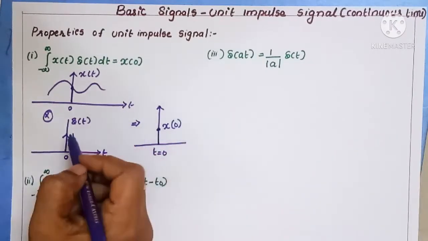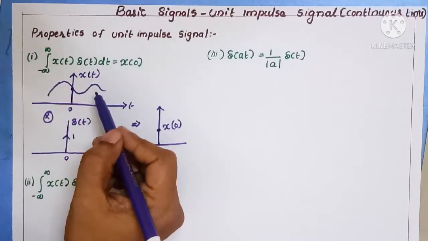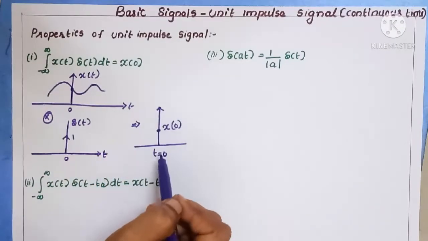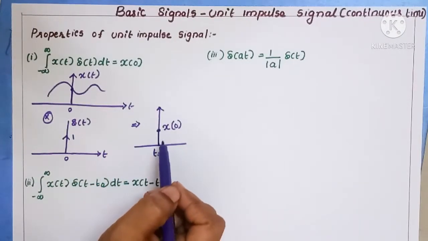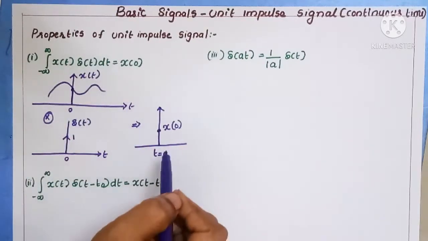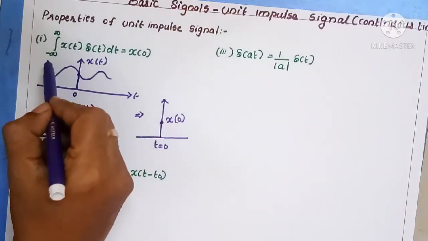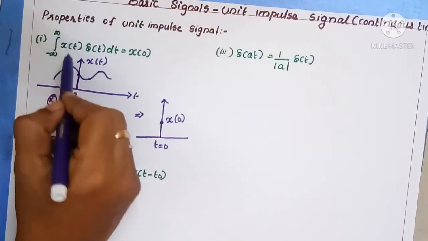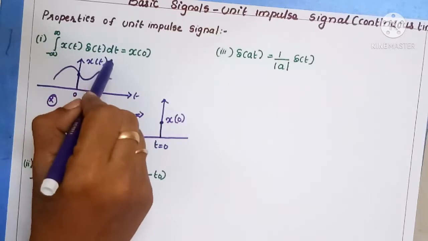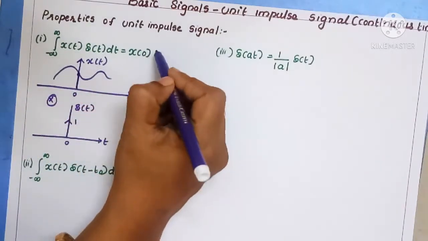When you multiply an impulse signal with an arbitrary signal, you will get a resultant signal. It has only one value at t equal to 0. That value becomes our arbitrary signal value at t equal to 0. So we can say the integral from minus infinity to infinity of x of t del of t dt should be equal to x of 0. So this property is satisfied.